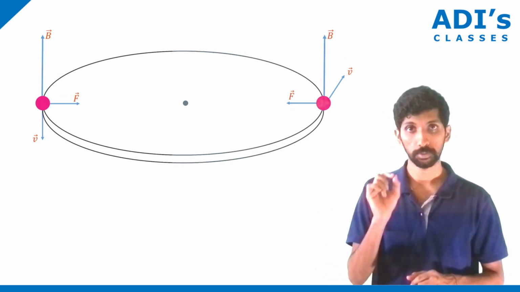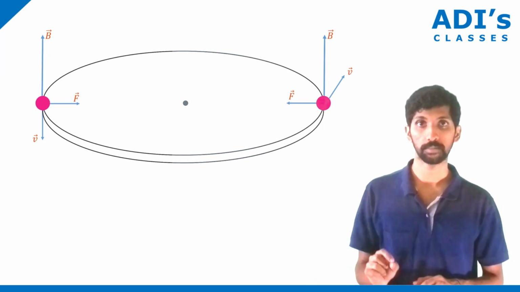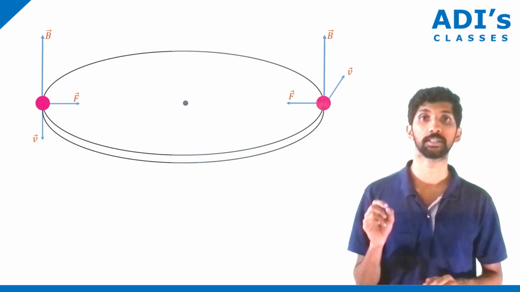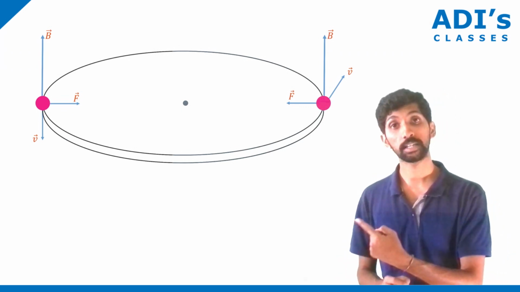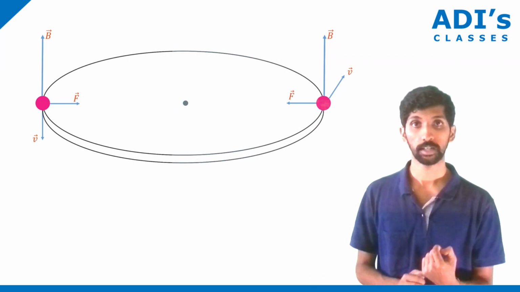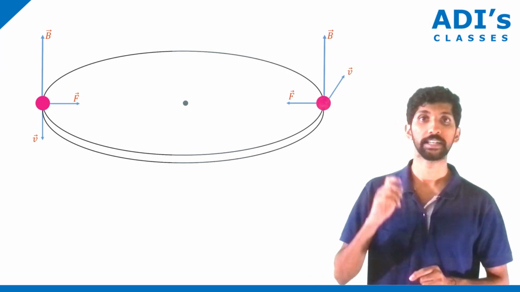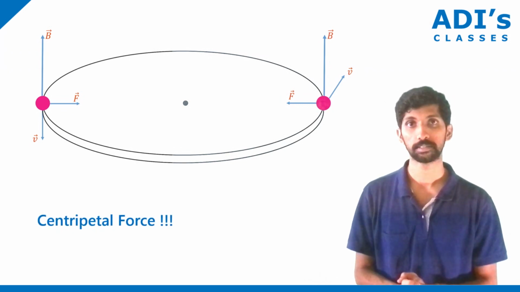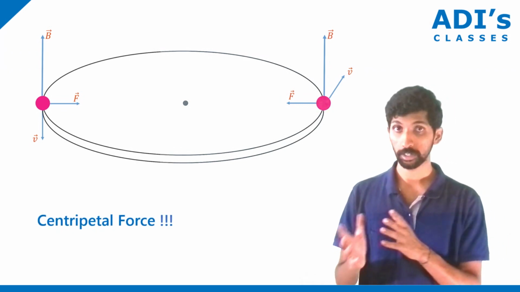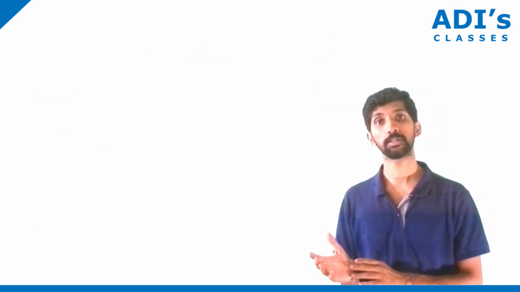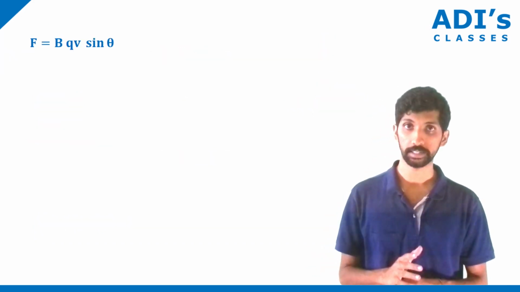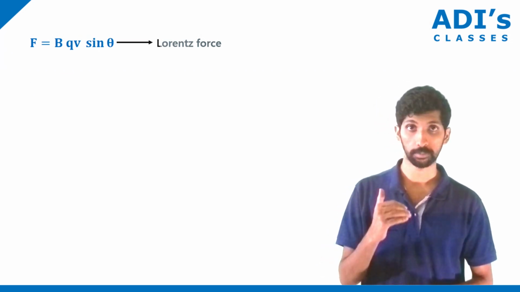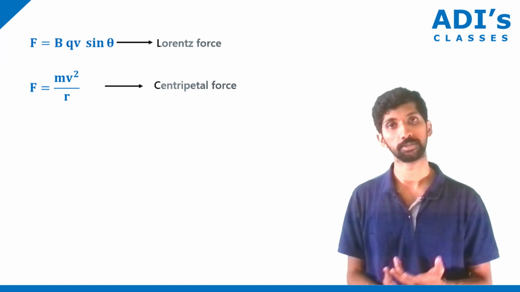Suppose we have a charge Q in a uniform magnetic field moving with velocity V, and it forms a circular path. Whenever we have a circular path, centripetal force comes into play. According to the Lorentz force, F = BQV sin θ, and the centripetal force is F = mv²/r. So we equate these two.